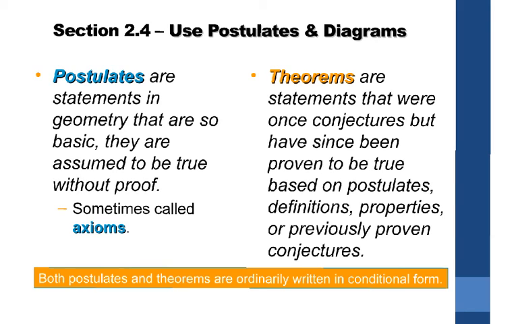And then theorems are statements that were once conjectures but have since been proven to be true based on postulates, definitions, properties, or previously proven conjectures. Postulates and theorems are both statements, but theorems are more complex than a postulate, basically. And you'll see some postulates here in just a little bit.